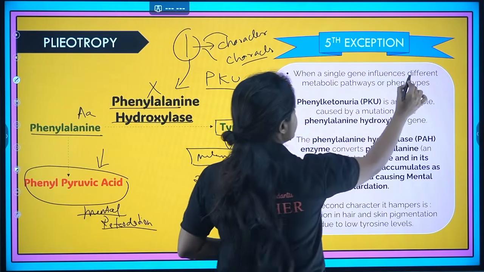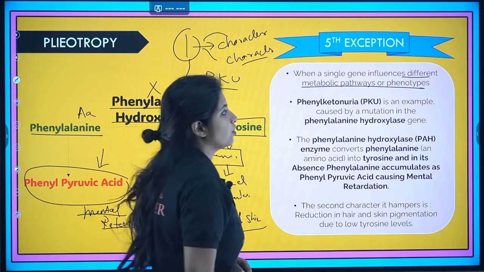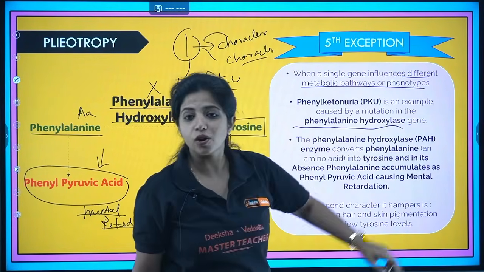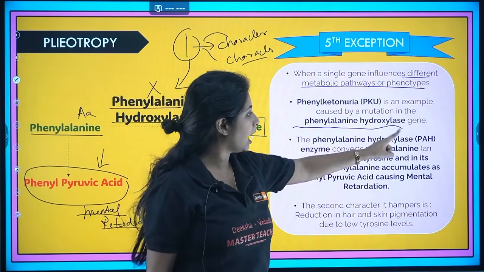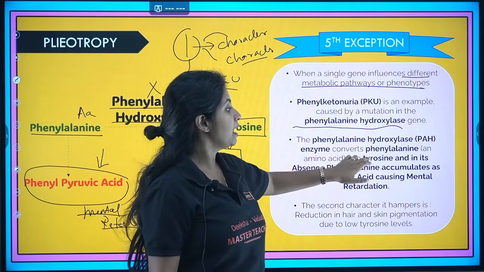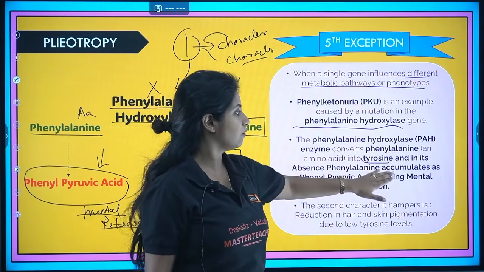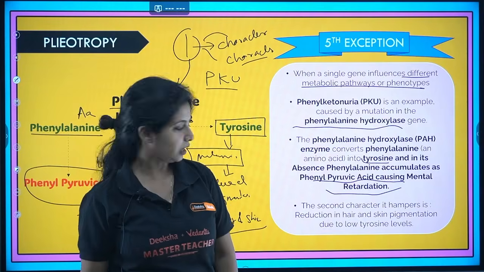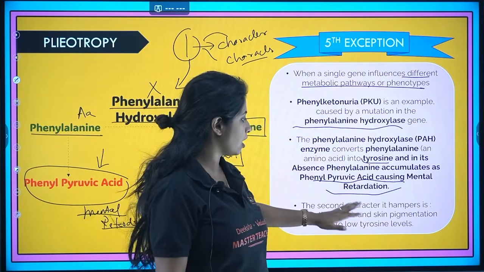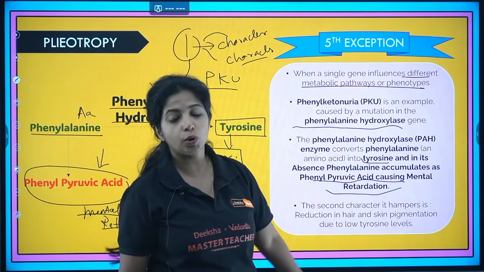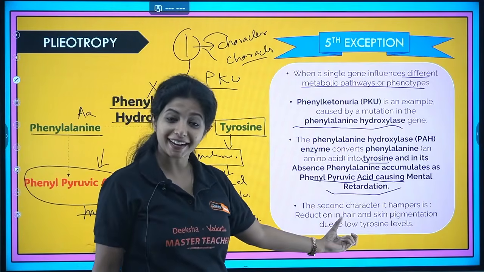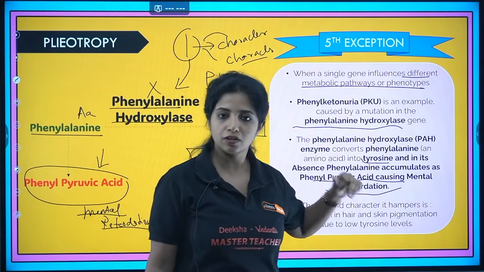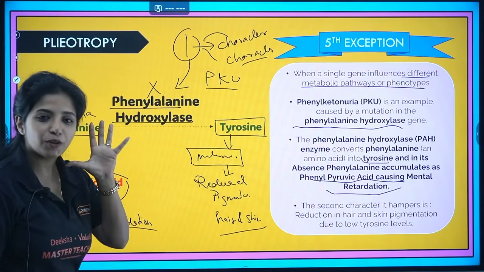So pleiotropy is when a single gene influences different metabolic pathways or phenotypes. Phenylketonuria is an example caused by the mutation in the phenylalanine hydroxylase gene. The phenylalanine hydroxylase enzyme converts phenylalanine into tyrosine, and in its absence, phenylalanine accumulates to form phenylpyruvic acid, causing what? Mental retardation. The second character it hampers is reduction in hair and skin pigmentation due to low tyrosine levels. I told you, don't read it as reduction in hair. Read it as reduction in hair and skin pigmentation. Okay, why? Because tyrosine level is also less. Done. This is your 5th exception.